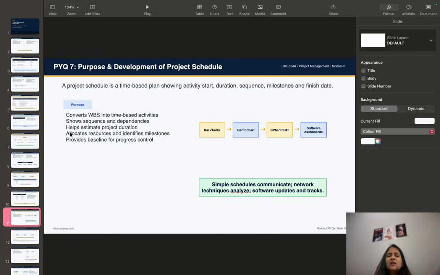If you see anywhere in the question these keywords, purpose, project schedule, especially project schedule, you have to write these keywords in your answer. Clear?